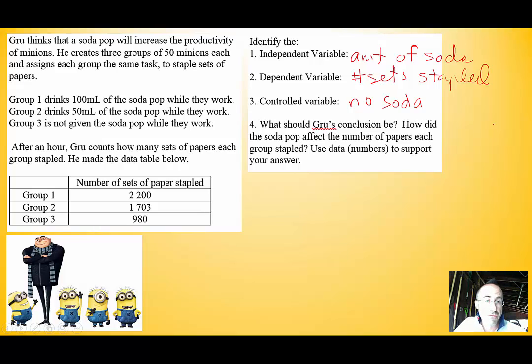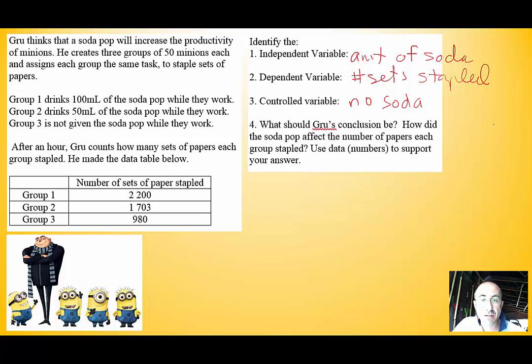So, number 4, what should Gru's conclusion be? Well, Gru's conclusion should have been basically that the soda produced higher levels of work, or a higher number of paper sets stapled. Okay, that would have been the conclusion. So that there is a direct relationship between the number of stapled sets of paper and the amount of soda drunk by the Minions. Okay, so those are a couple ways that you could phrase that conclusion.